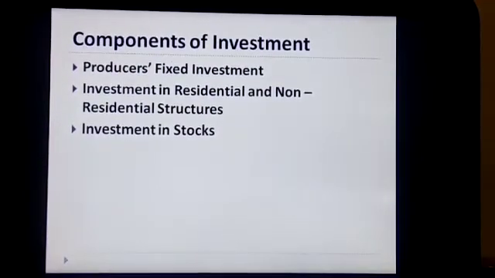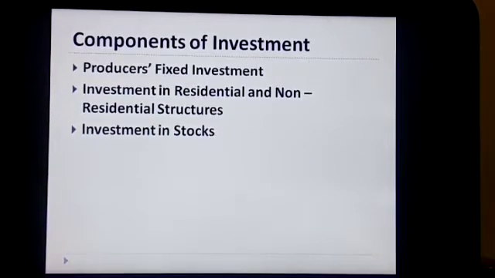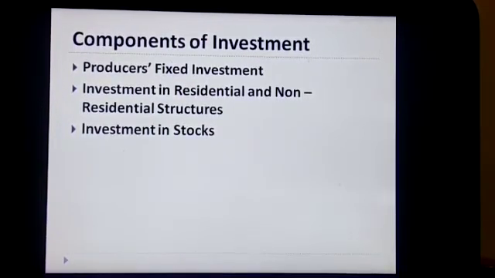There are three components of investment: producers fixed investment, investment in residential and non-residential structures, and investment in stocks. One by one I'm going to discuss them all. Producer fixed investment is the investment in tools, equipment, machines. That is what is called producer fixed investment. This kind of investment is done by the producers in machines, tools or in the process of production.